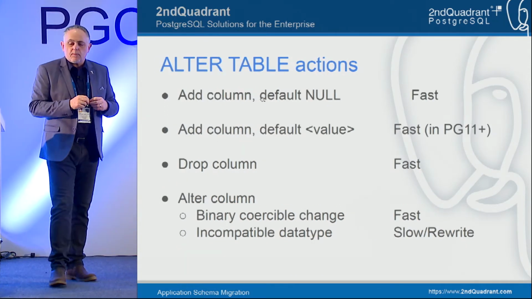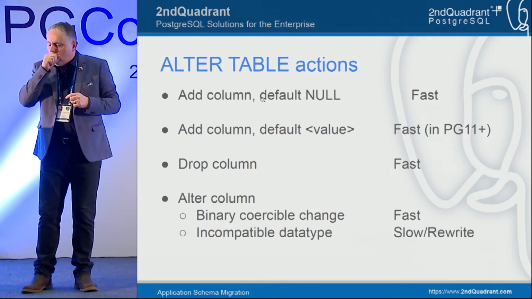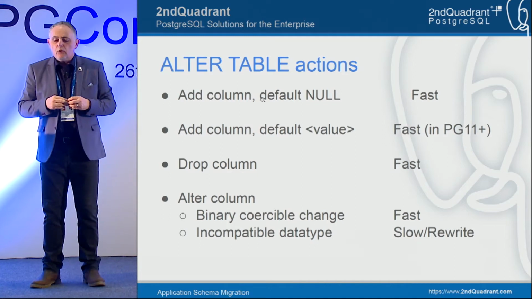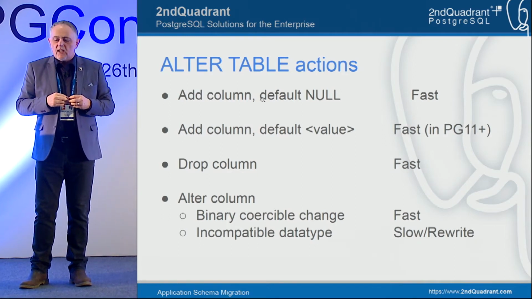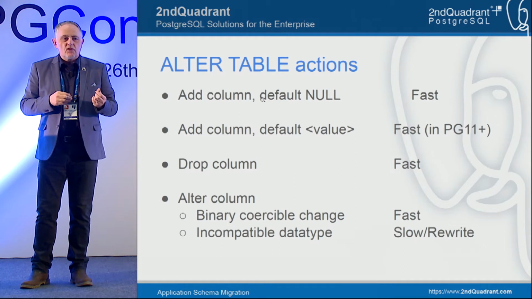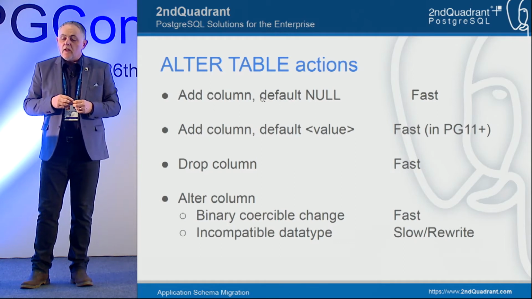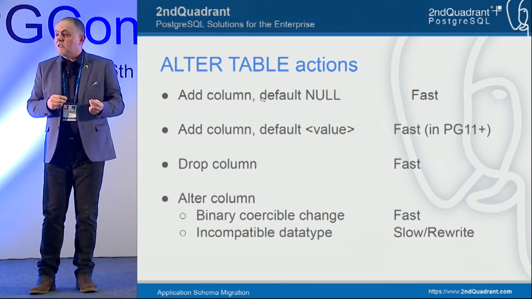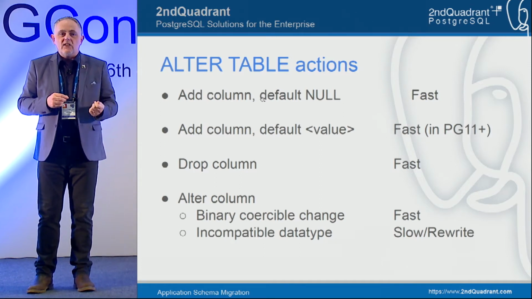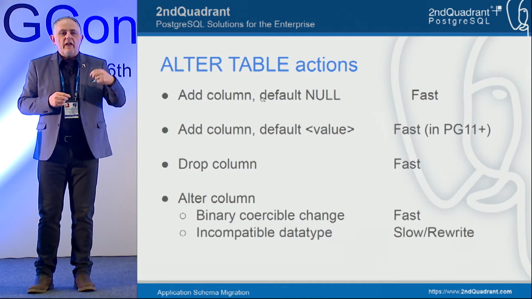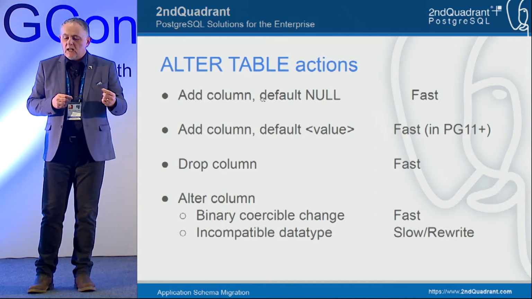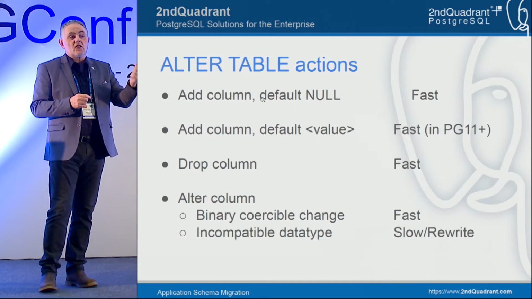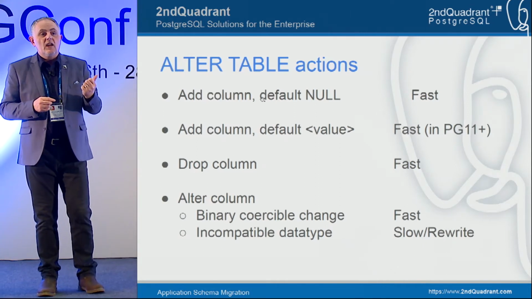So just to explain that in more detail, if you add a column and that column has got a default of null, then that's a fast operation. And in Postgres 11, we enhanced that so that if you added a column with a default value, that could also go quickly. Drop column is also fast, but it's fast because it doesn't remove the data from the table.